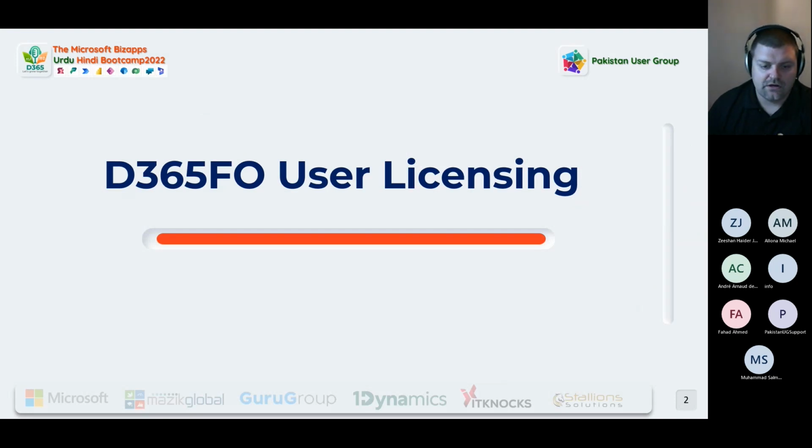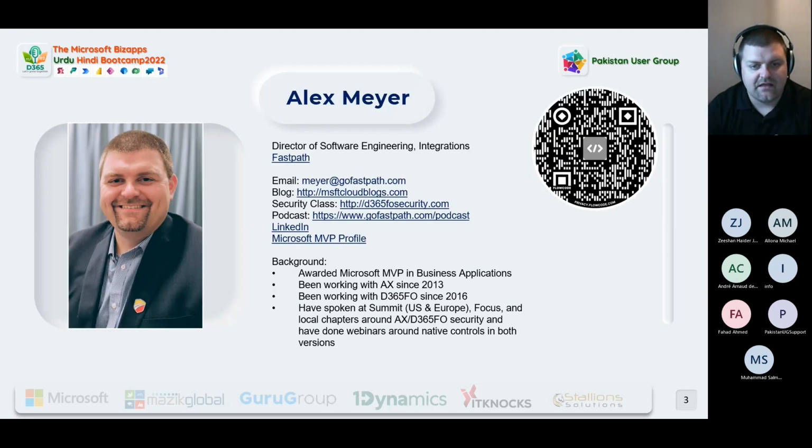I guess a quick introduction about myself. Again, my name's Alex Meyer. I work for a company called FastPath. We do security audit and compliance reporting across a number of different ERP and CRM systems. With that comes the ability for us to have in-depth knowledge of the entire licensing model as well.